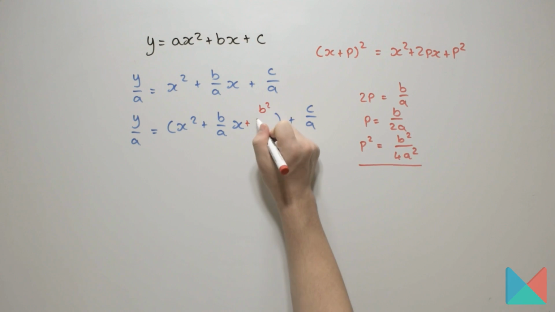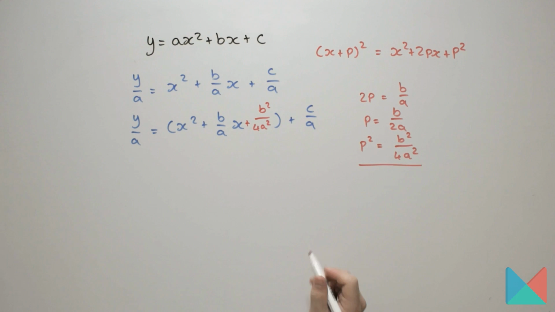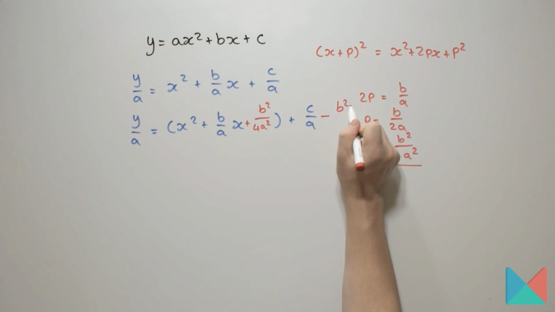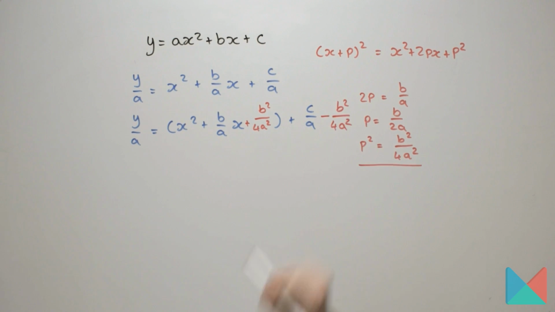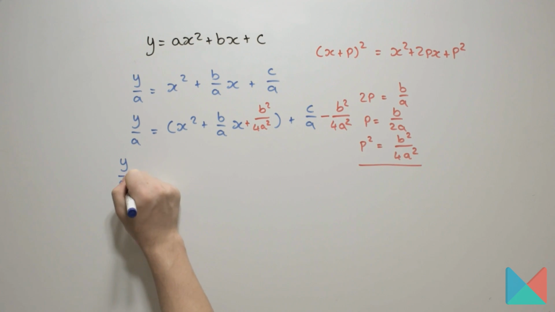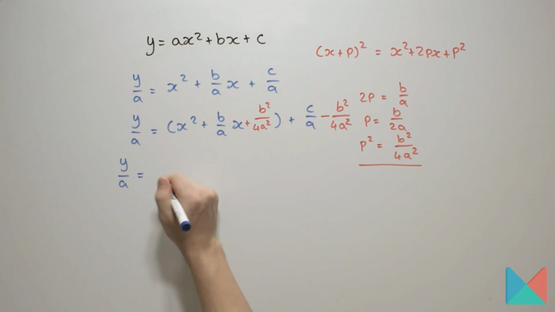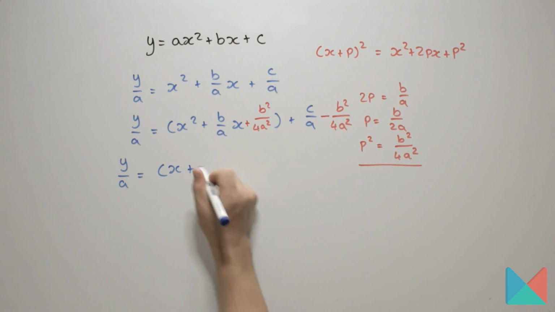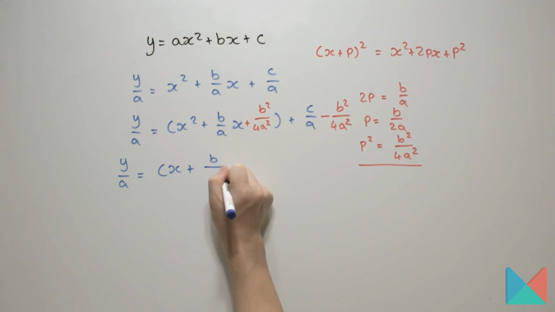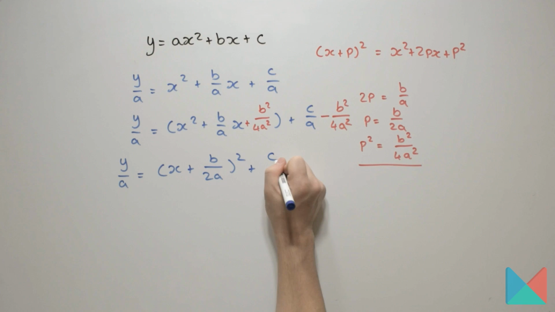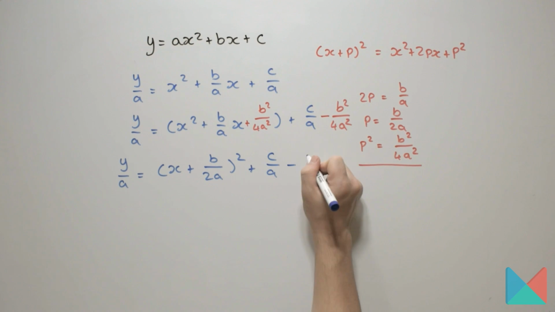So we get b squared over 4a squared. And so we don't change the equation, we need to subtract the same term. So we get b squared over 4a squared outside the brackets. And now we can simplify. So we get y divided by a equals, and this simplifies into our perfect square binomial in the form of x plus p squared. So we get x plus p, which was b over 2a, and we're going to square it. And then we get plus c divided by a, take our b squared over 4a squared.